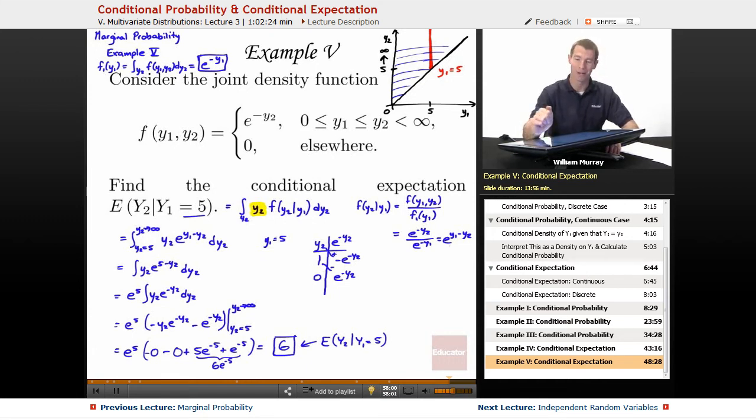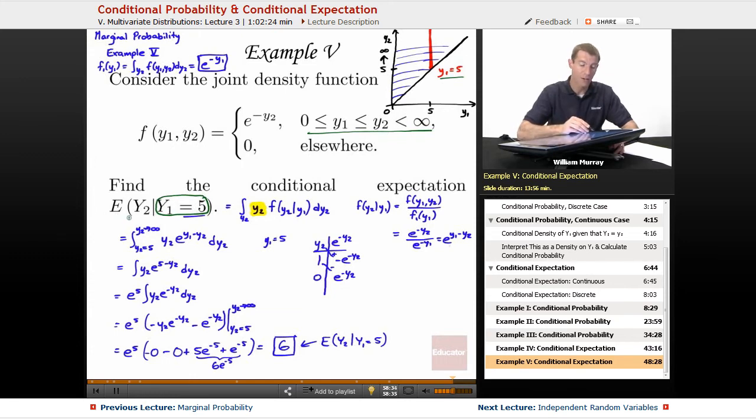Now, that's really the end of that problem, but let me recap the steps here. First, I looked at the region here. y1 and y2 go from 0 to infinity, and I just graphed it. So I graphed that up here. It's this blue triangular region here. The important thing to notice there is that y2 is bigger than y1, which is why I have the region north of the line y equals x. And then I also noticed that we were told that y1 is equal to 5. So I went ahead and graphed y1 is equal to 5. It's this vertical red line here.